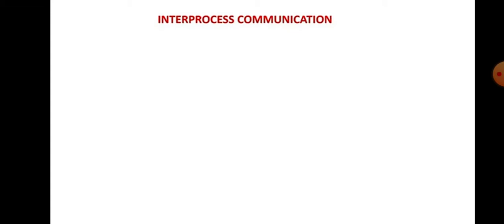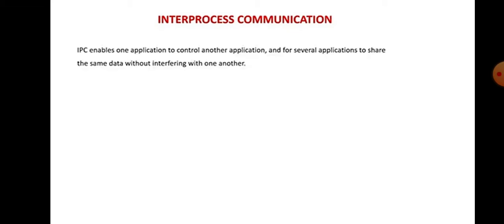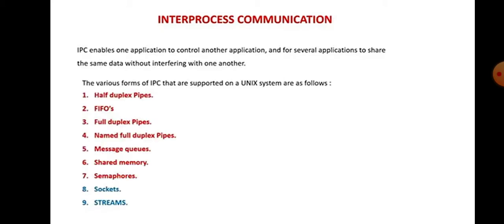Inter-process communication enables one application to control another application, and for several applications to share the same data without interfering with one another. And the various forms of IPCs that are supported by Unix system are as follows.